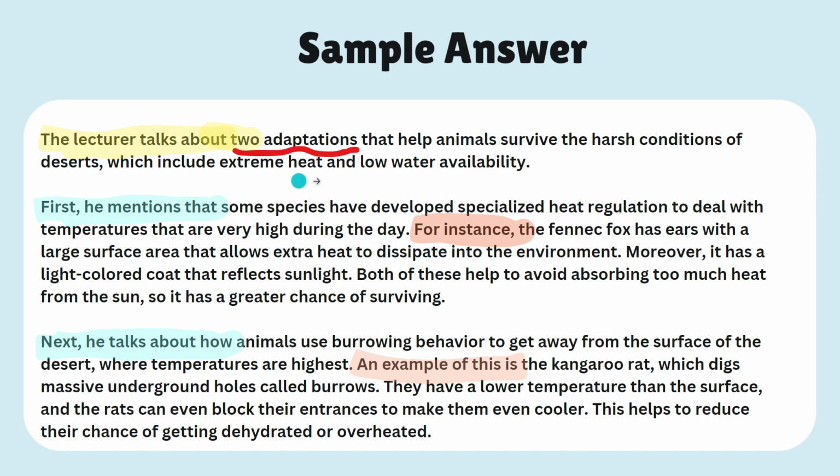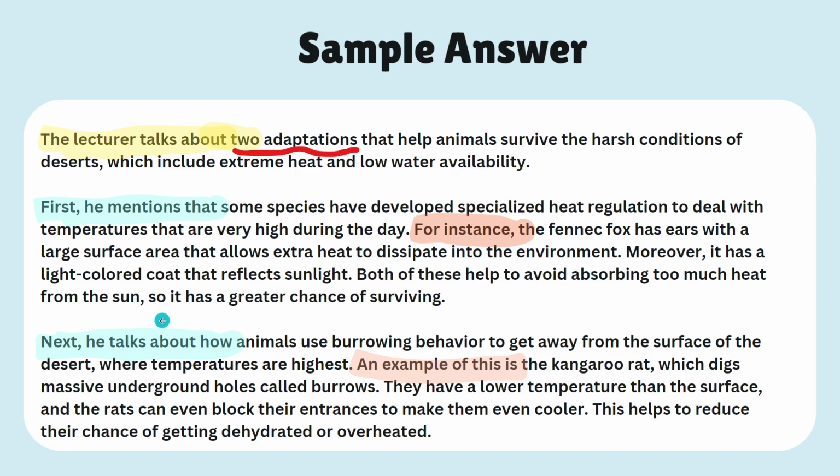I start by explaining what the 2 things are. I'm going to say the lecturer talks about 2 adaptations that help animals survive the harsh conditions of deserts, which include extreme heat and low water availability. And then I mention the first thing, and the way I structure it is I just say first he mentions that, and then I mention the first thing. For instance, and then I mention the first example.